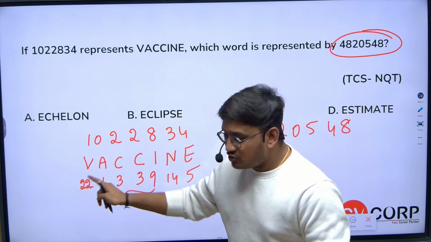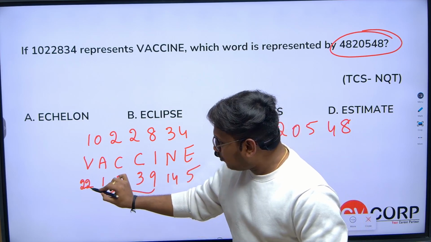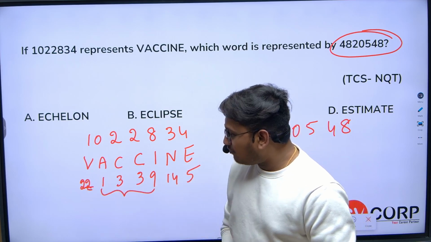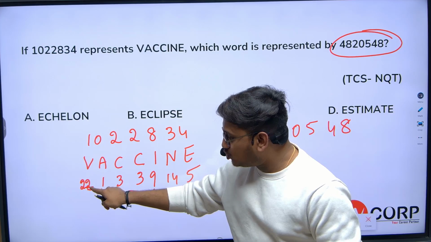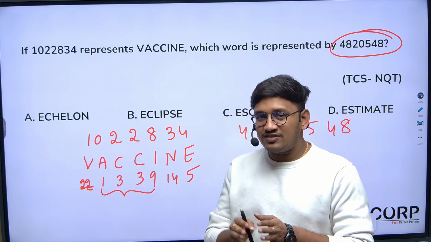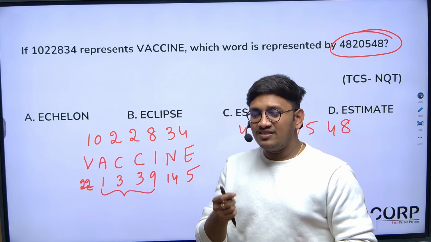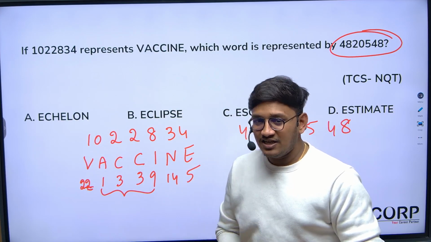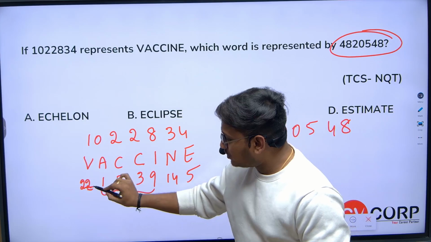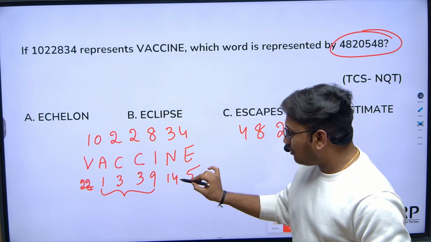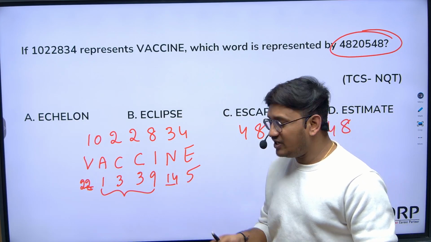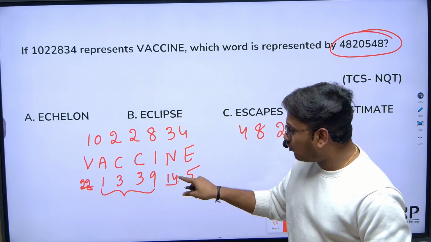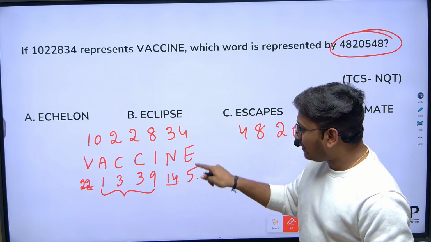So either individual numbers. What will be the last number of V? I mean, V place value is 22. Last number is 2. 2 minus 1 is 1. Meaning if it is a 2-digit number, they are taking the number which is in the units place, units place minus 1. So here 2 minus 1 is 1. N value is 14, but what is the units place of 14? It is 4. So 4 minus 1 is 3. 5 minus 1 is 4 again.